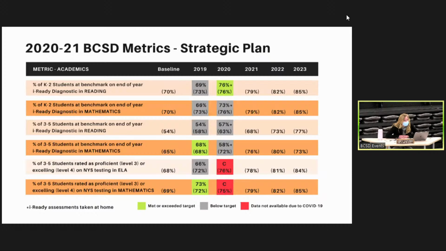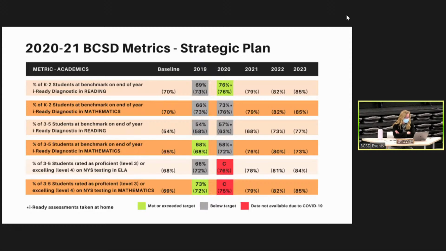So basically what we did is just went through and tried to identify what targets we were able to meet, what did we not meet, and what COVID didn't have any data for. So if we looked at academics, you can see that it's mixed.